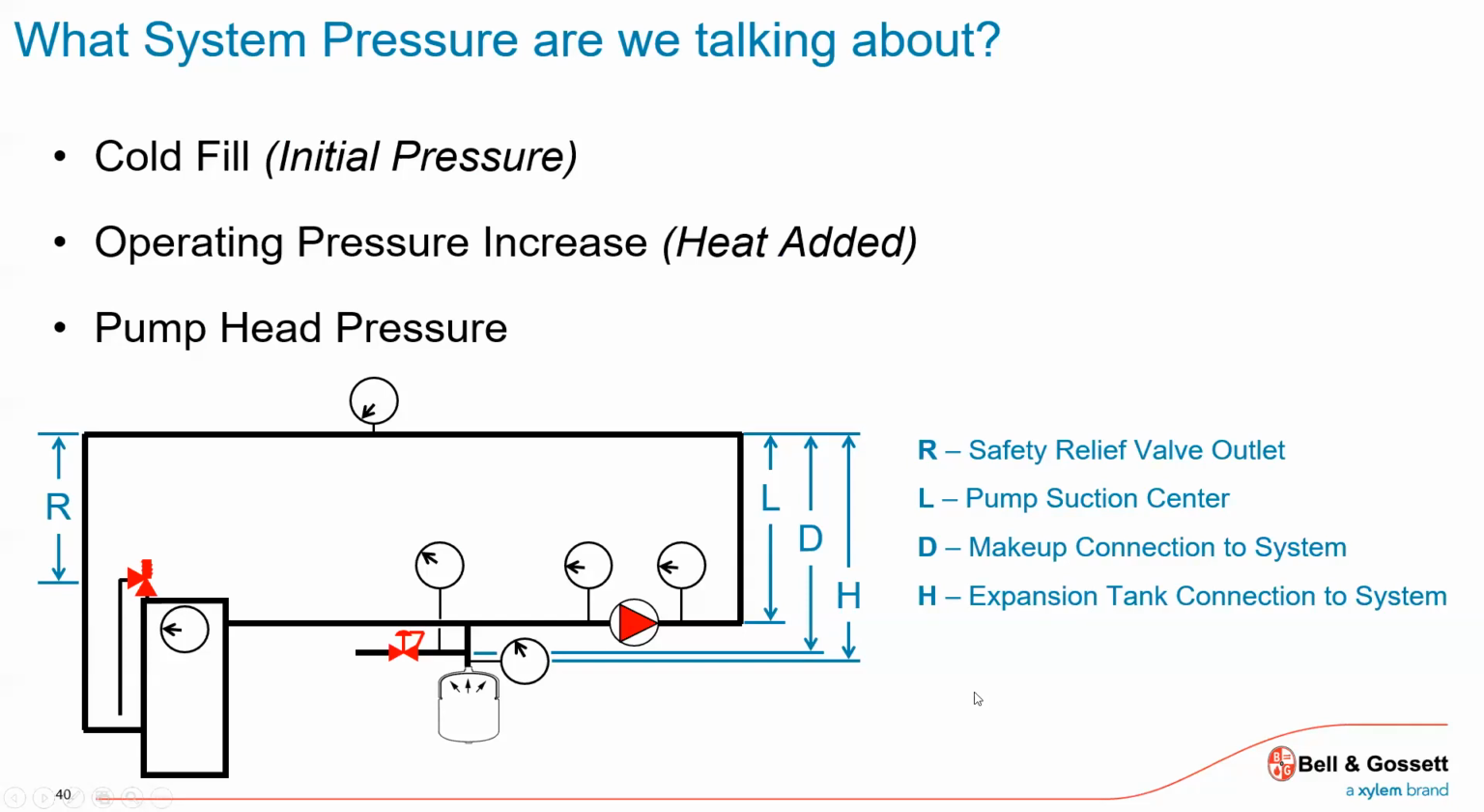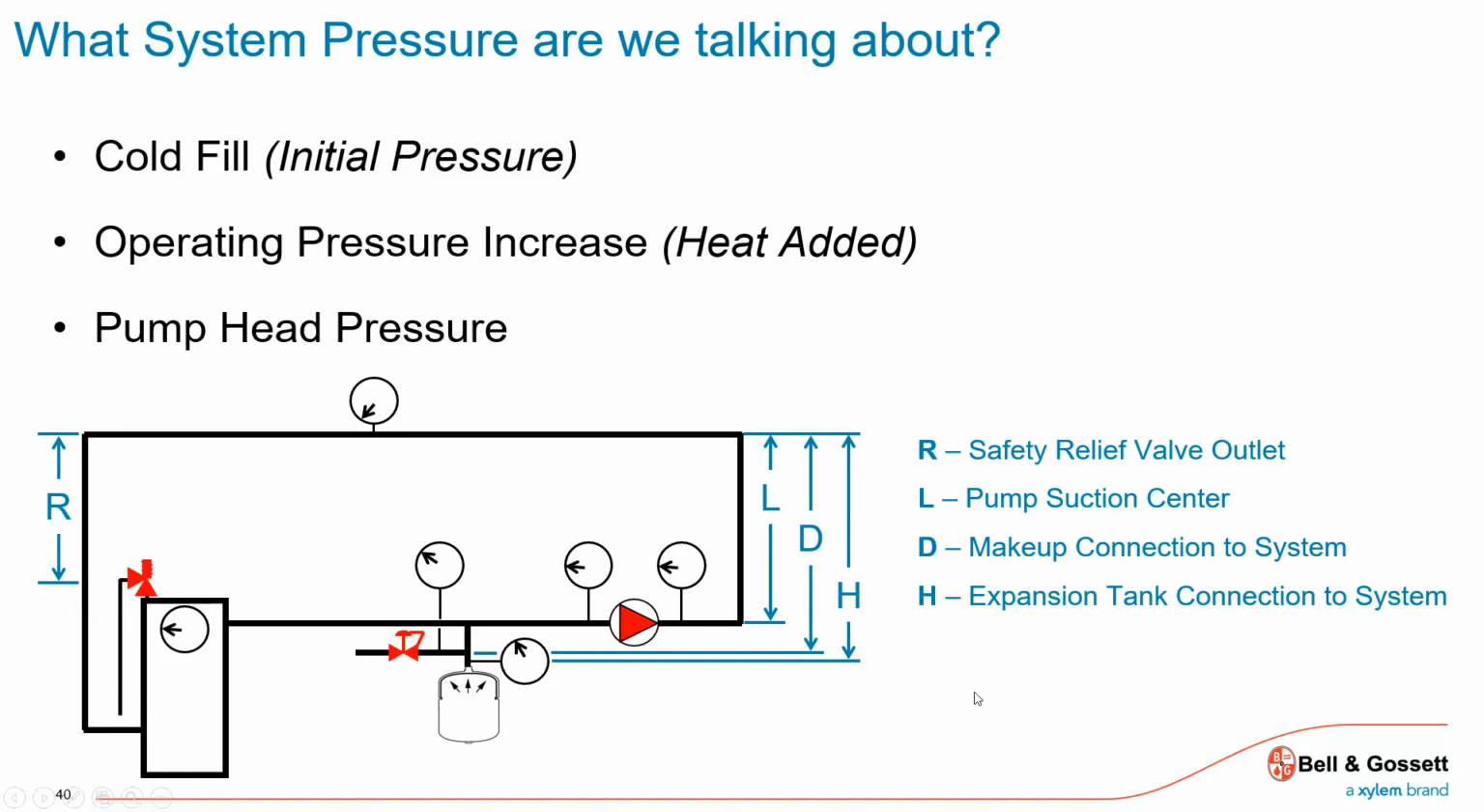So, allowable pressure range in the system. What pressures are we talking about? Well, you've got a cold fill. So the system's cold, I haven't heated it up, I'm just filling it. What do I need? Then operating pressure. Okay, now the boiler is running, I've heated the water, and there's going to be a different pressure that I'm going to read.